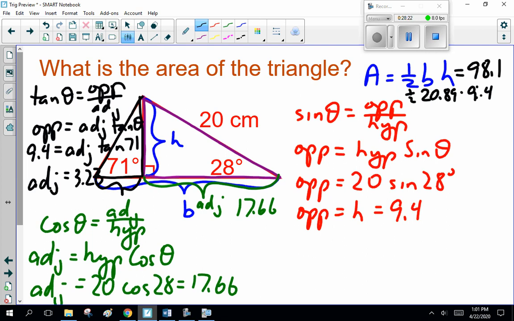So that's how you solve these. Now go give the preview. Do the check your understanding, and I'll see you in class.